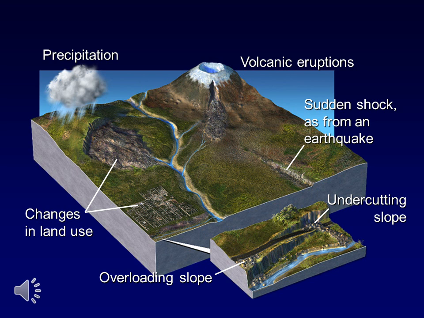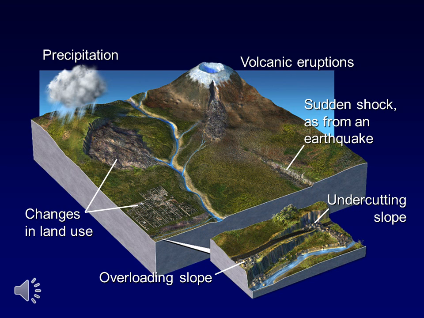You can also have overloading of the slope by piling material or building structures on top of an already unstable hillside. So this is a big problem with building in areas that have really steep slopes and are prone to this type of mass wasting. Similarly, if you undercut a slope, meaning you put in something like a road at the bottom of a hill, or a river comes by and cuts into that slope, that can trigger landslides as well.